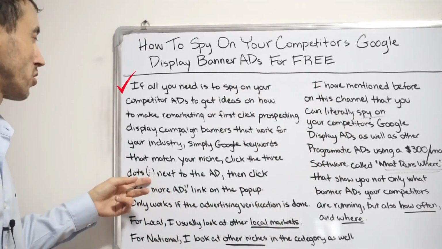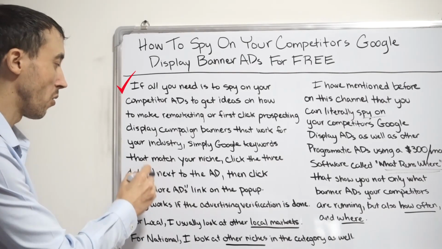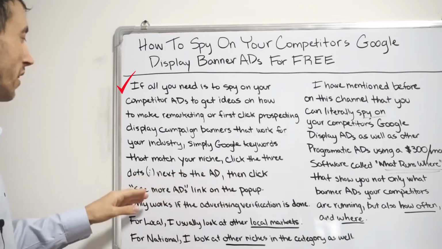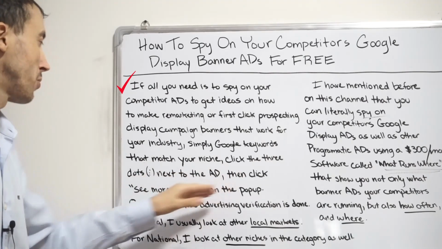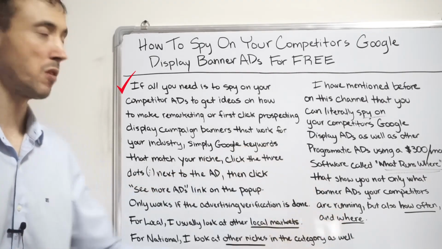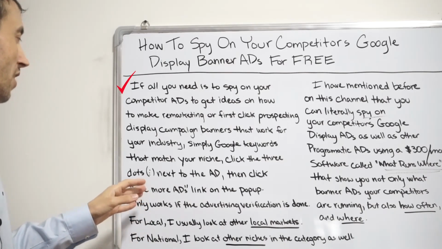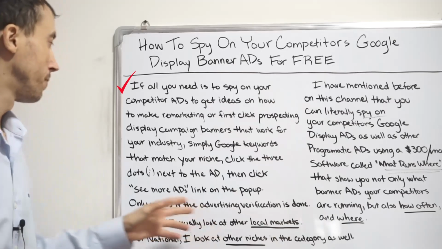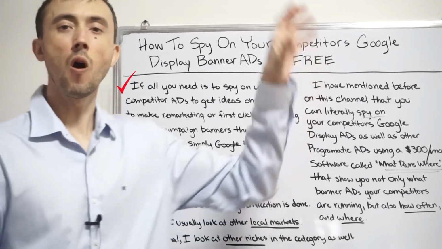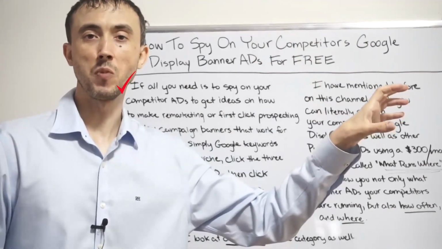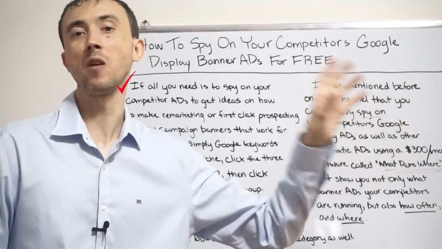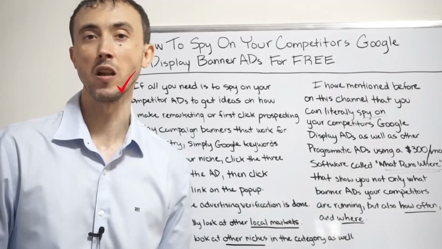Next to the ad there are literally three vertical dots. You click on that, and then you click See more ads from the pop-up screen that comes up after you click the three dots. From there, you're going to get another pop-up that shows you all the search ads that person has been running over time, as well as the banner ads. If there are no banner ads in there, they're not running banner ads. If there are, obviously you know they're running banner ads now.